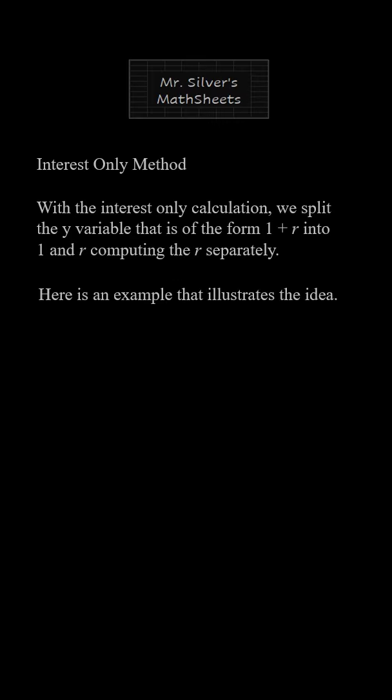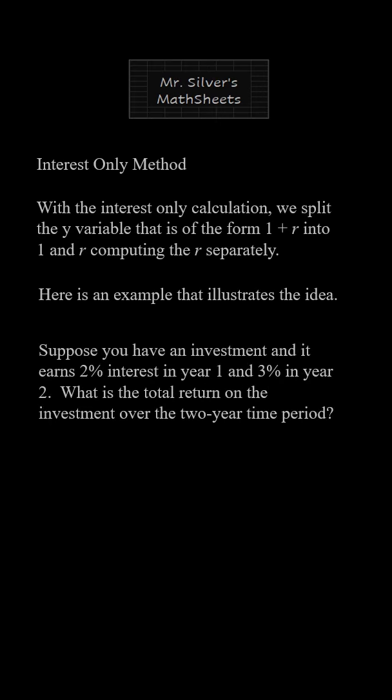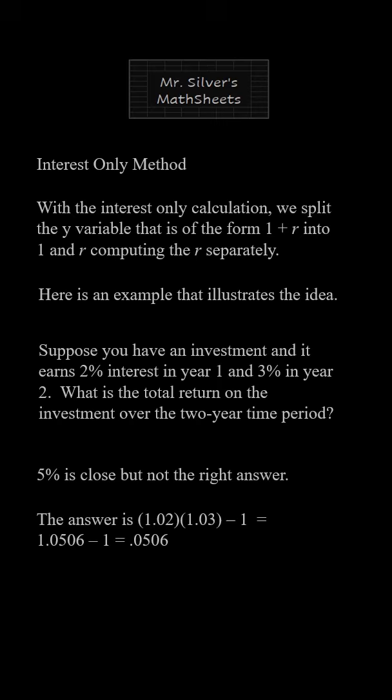And here's an example. Suppose you have an investment that earns 2% one year, 3% the next year. What's the total return? It's roughly 5%, but that's not the right number. It's really 5.06%. And you can see the calculation here, but there's another way of calculating it.